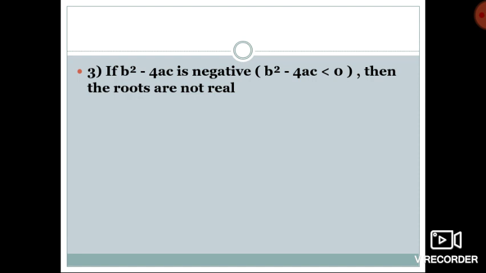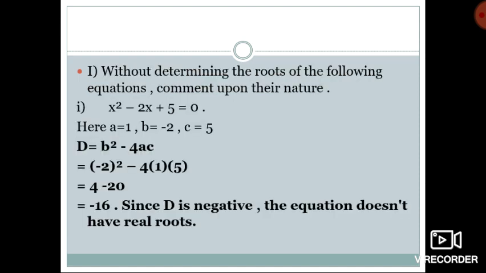So now we are going to examine the roots of the given quadratic equation. I have given some examples to you. Now see in this problem, x squared minus 2x plus 5 equal to 0. Now what is a here? A is nothing but the coefficient of x squared. So a is equal to 1.